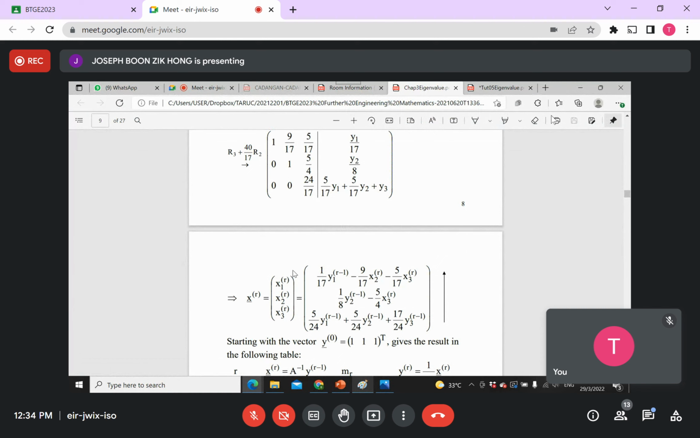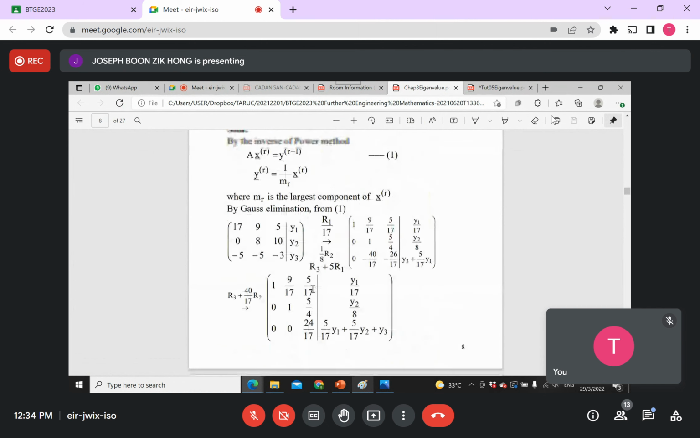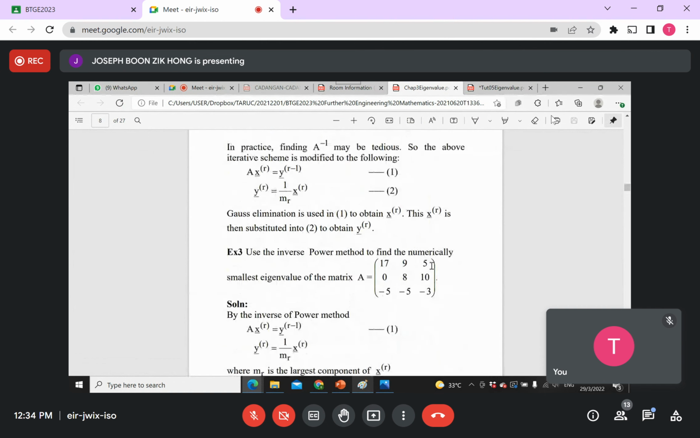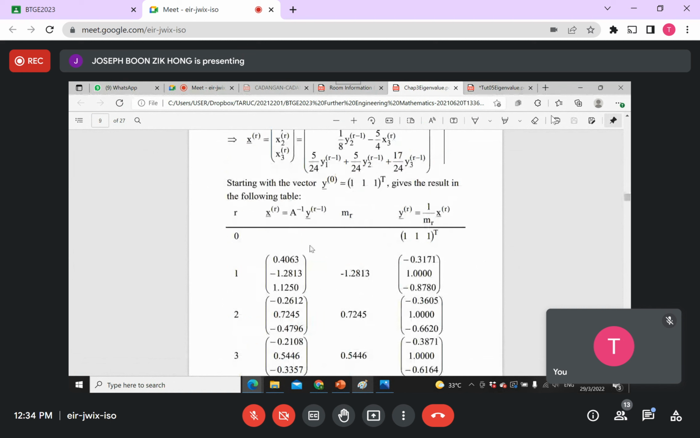Okay, so now let's see how we're going to do that. So now I have my xr already. This is my xr. Again I start with 111, and then I take my 111 times my A inverse. So what is your A? This one is your A. By calculator, you can get your A inverse, and then you times the 111, you will get here.